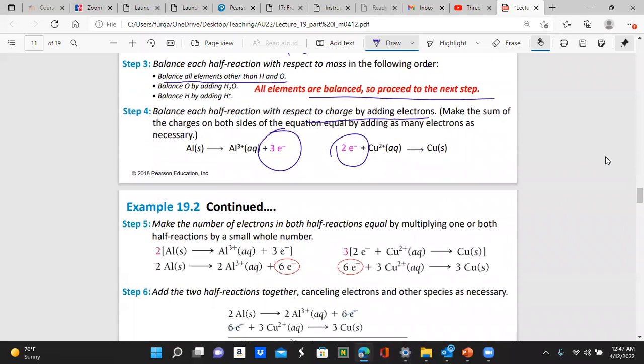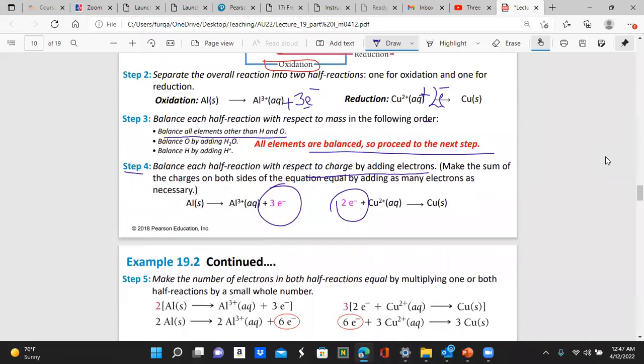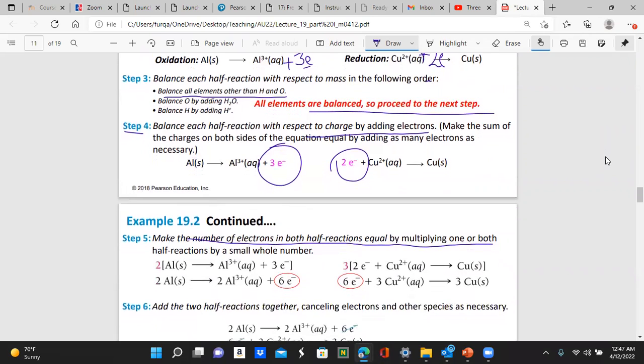So the next step is, after step 4, we make the number of electrons in both half reactions equal by multiplying one or both half reactions by a small whole number. It doesn't matter that you have to multiply each equation with the same number. You can multiply with any number or do not multiply. You multiply one equation and do not multiply the second equation. It can be anything. All you need to do is to have electrons on both reactions in equal numbers. Okay, that's exactly what we did.